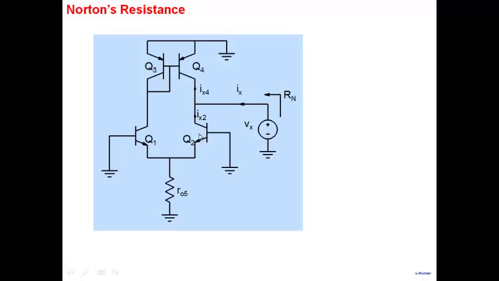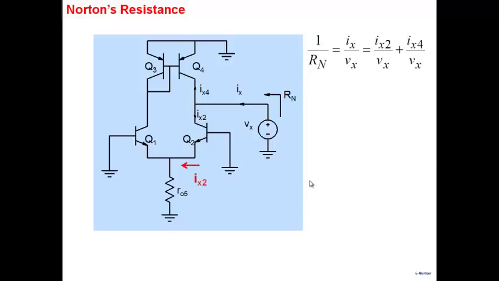It can flow down here or it can flow up here. Because it's flowing through Q2, we call it Ix2. Because it's flowing through Q4, we call it Ix4 here. And then 1 by Rn will be equal to Ix by Vx here. And Ix we have broken into 2 components, Ix2 and Ix4. So what we have to do is determine what is this current Ix2, what is this current Ix4. If we obtain expressions for Ix2 and Ix4, we'll put it here and we'll get the value of Rn.